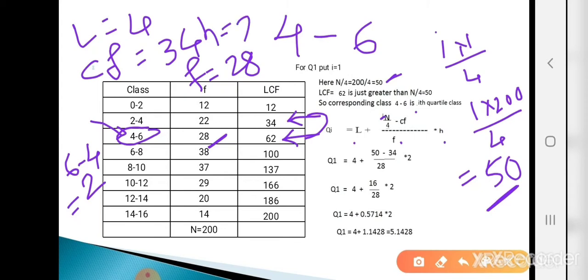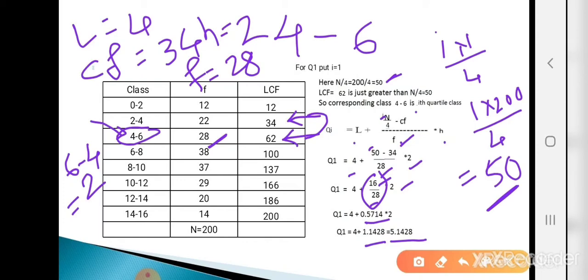Now just plug all the values in the formula. L is 4, iN divided by 4 value is 50, CF is 34, F is 28 and h is 2. Then 50 minus 34 is 16, divided by 28, multiplied by 2. Then 16 divided by 28 is 0.5714, multiplied by 2 is 1.1428. So 4 plus 1.1428 is 5.1428. So the first quartile value is 5.1428.